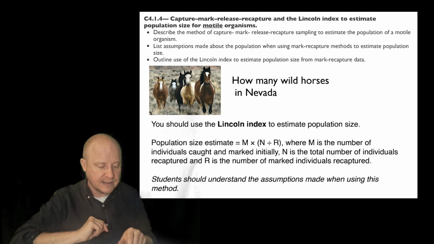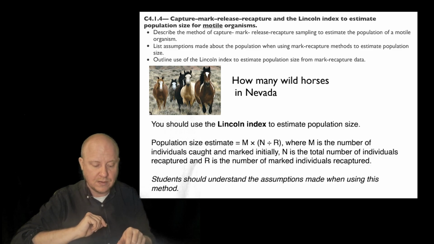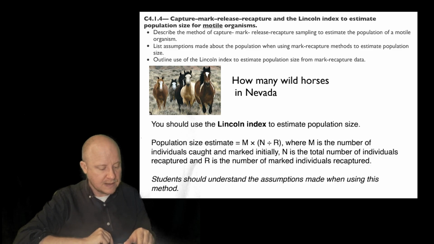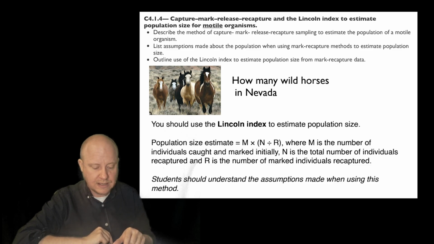The Lincoln Index can be written using variables instead of words. Total population equals M times N over R, where M is the number of individuals originally caught and marked, N is the total number of individuals recaptured, and R is the number of marked individuals recaptured.